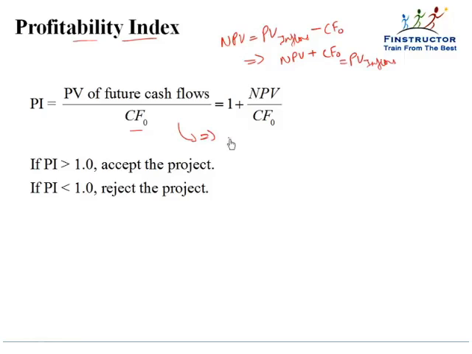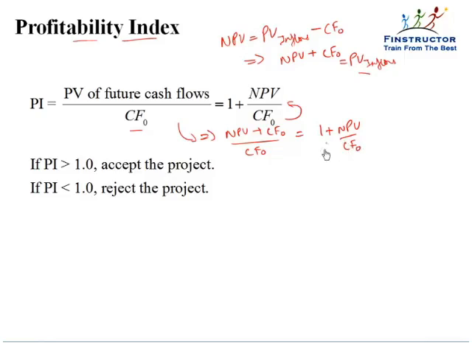Or you can write that the profitability index, which is the present value of future cash flows, can be given as NPV plus the initial cash outflow divided by the initial cash outflow, which is nothing but 1 plus the NPV upon the initial cash outflow.